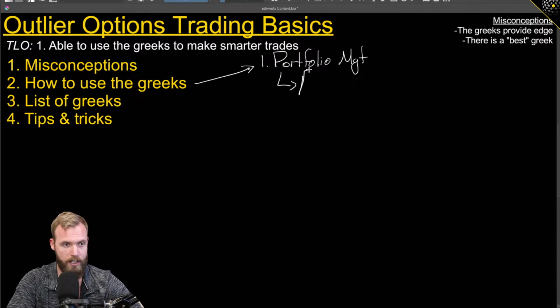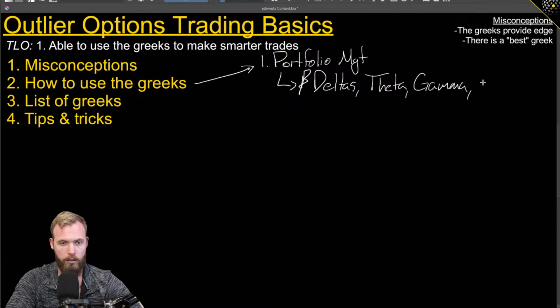You can use things like beta weighted deltas. You can use portfolio level theta, portfolio level gamma, vega. All of these different Greeks can be zoomed out to the composite level, and it helps us understand the lean of our entire portfolio.